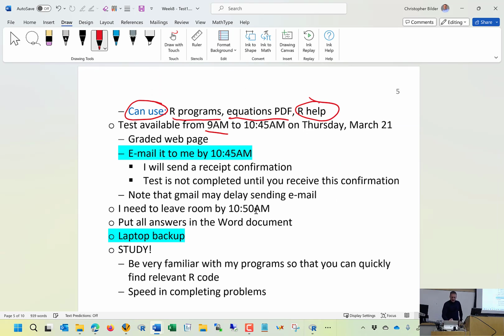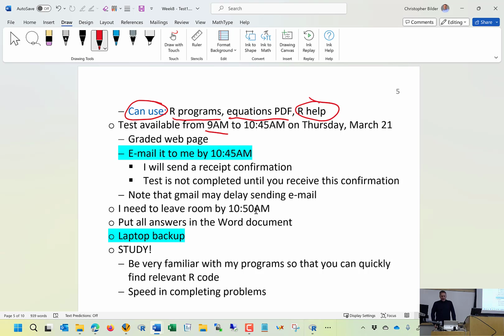For the tests, I'll be in this classroom probably as early as about 8:10 or 8:15 in the mornings, as I usually get here then. I will make the test available on my website at 9 a.m. and you'll have till 10:45 to complete it.